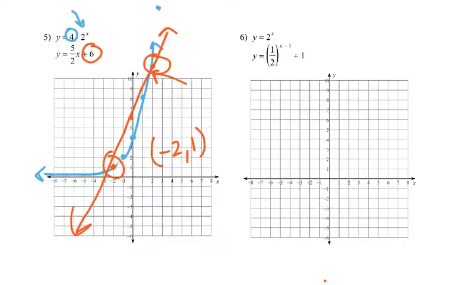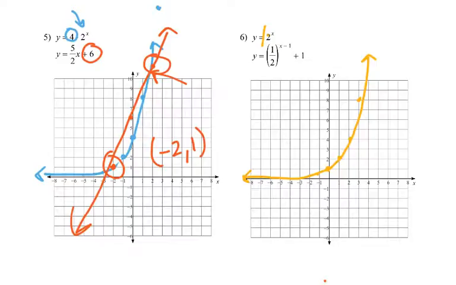So number 6, 2 to the x, so it would be like 1 times 2 to the x, so y-intercept of 1. So as we go to the right, we're doubling again, so 2, 4, 8, and so on. To the left, we cut it in half. So we go to that end behavior, so we go like this.